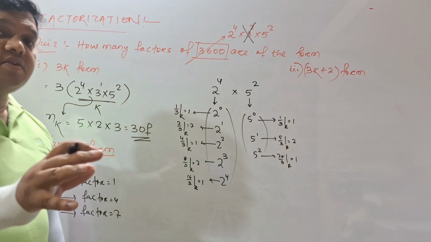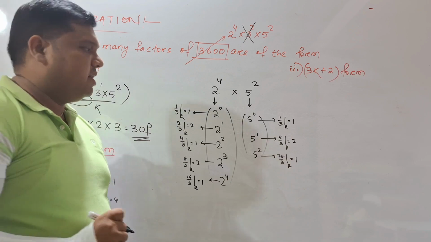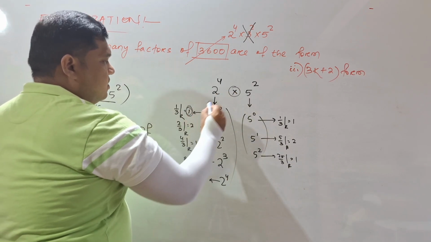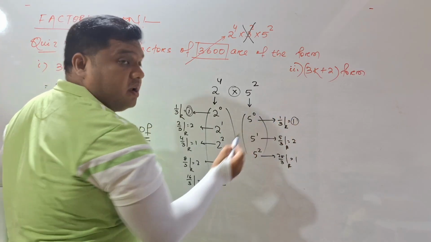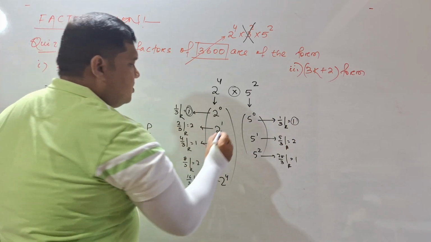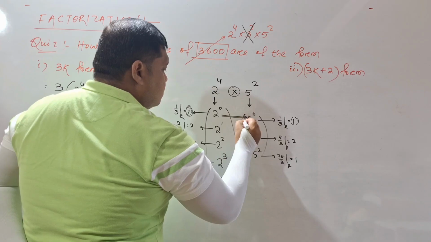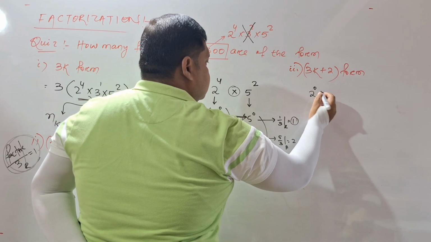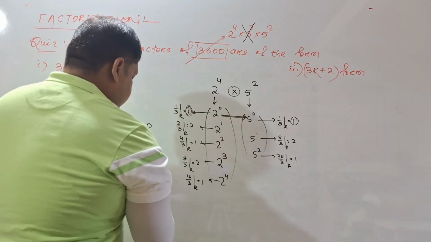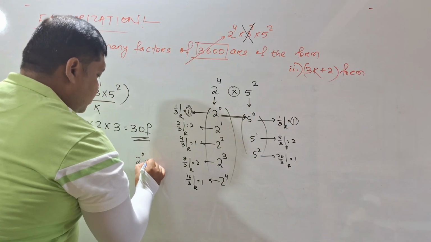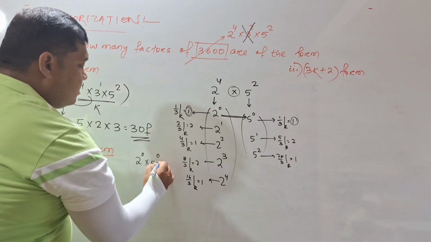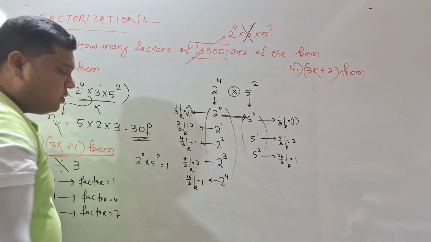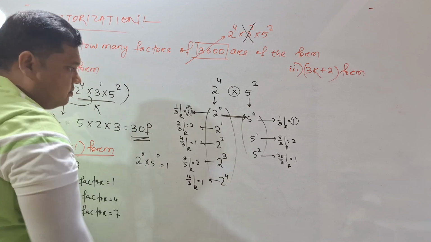Now think about the combination which results in remainder 1. The operator here is multiplication: 1 into 1 gives 1, so this is a correct combination. I will choose 2 to the power 0 into 5 to the power 0. Basically the factor is 1, which is a factor of 3600 in 3k plus 1 form.